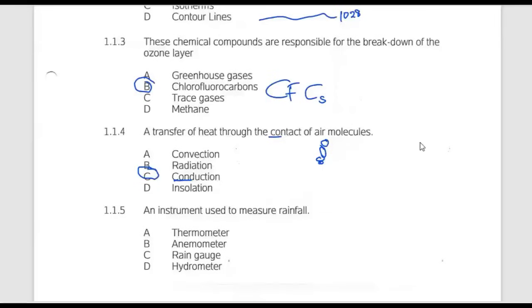Then number 1.15, an instrument used to measure rainfall. What instrument is used to measure rainfall? I think the term suggests we're talking about rain, and we're having an instrument for rain here. So that is our correct response: it's a rain gauge. And remember, our rain gauge uses millimeters to measure the amount of rainfall received in a given area.